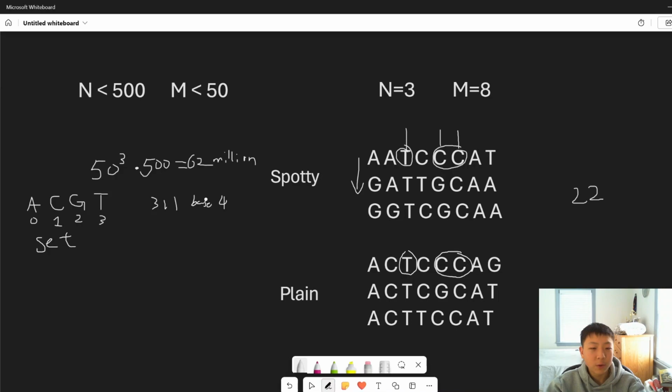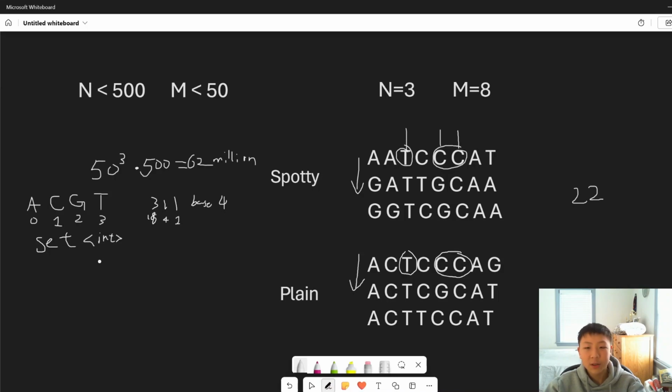So 311 from base 4 to base 10 is just going to be 3 times 16, because this is the 16th place, and then 1 times 4 plus 1 times 1, because that's the 1st place. And so we're going to have a set of integers to store these hashed values in. And so we're going to cycle through all of Spotty, and we're going to hash all of them and put them in a set. Then when we cycle through the planes, we can hash the planes as well and go to the set to try to find if the set already contains that number that we hashed.